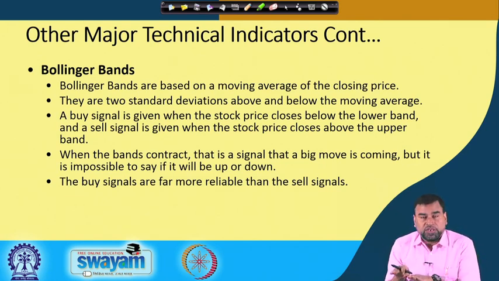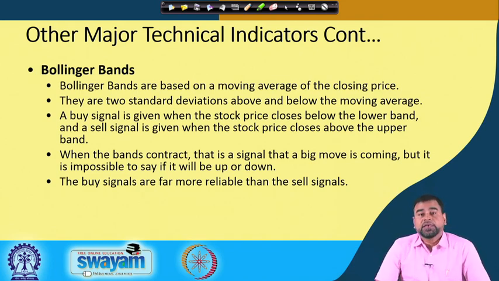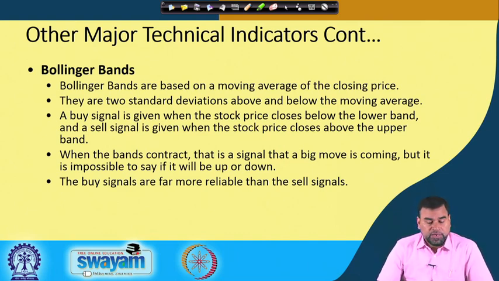So, closer towards the lower band you buy it, closer towards the upper band you sell it. Just like we have the support and resistance line, we can use the Bollinger Band in this context. When the bands contract, that is a signal that a big move is coming, but it is impossible to say if it will be up or down. If the contraction is happening between these two bands, then some bigger reversal is going to happen, but in which direction is very difficult to say.